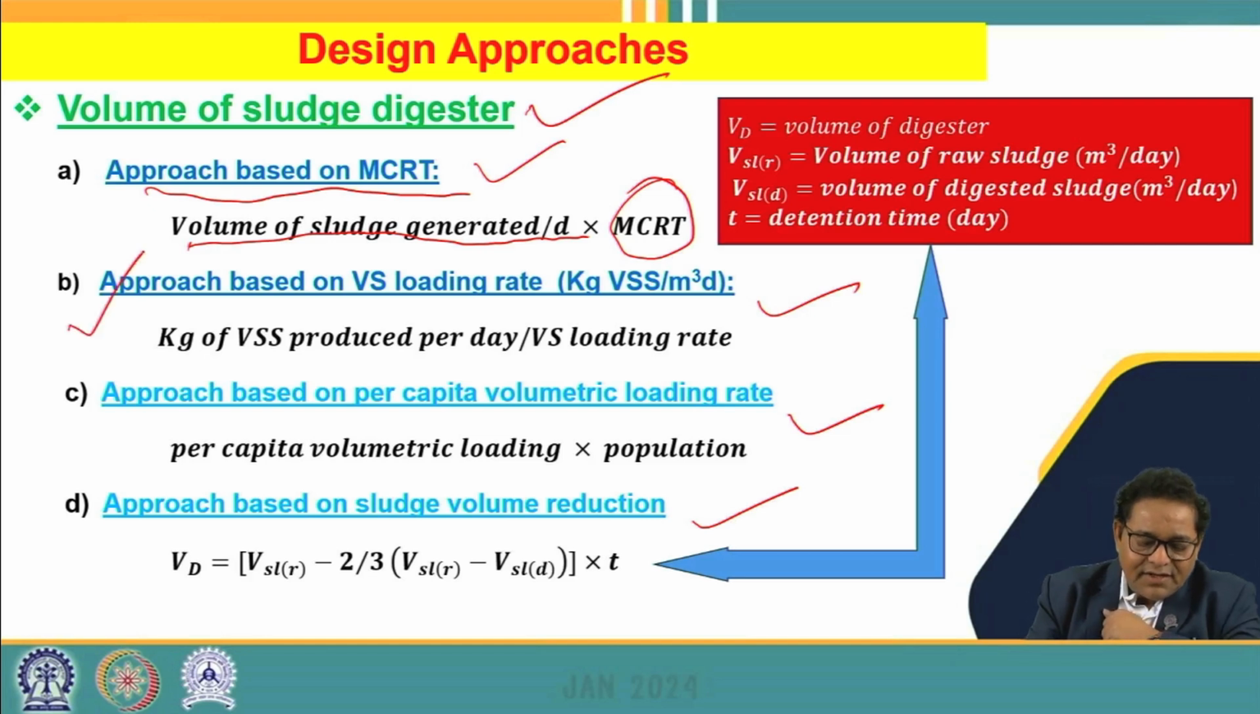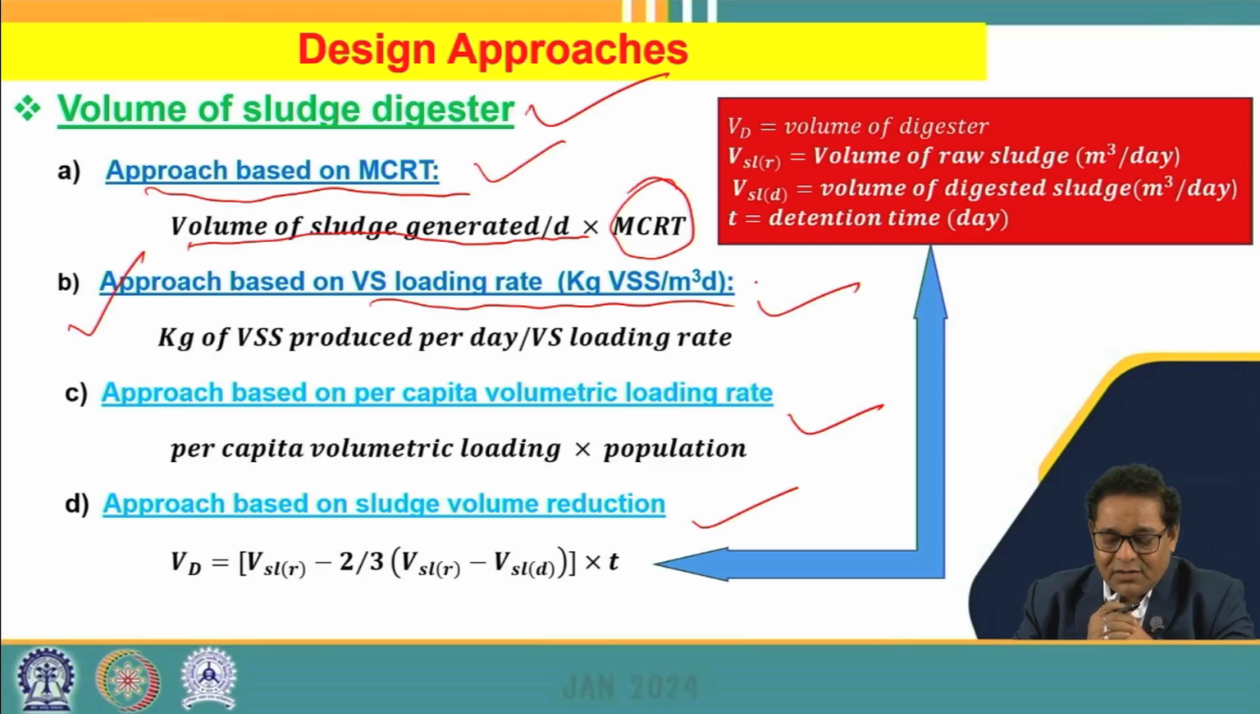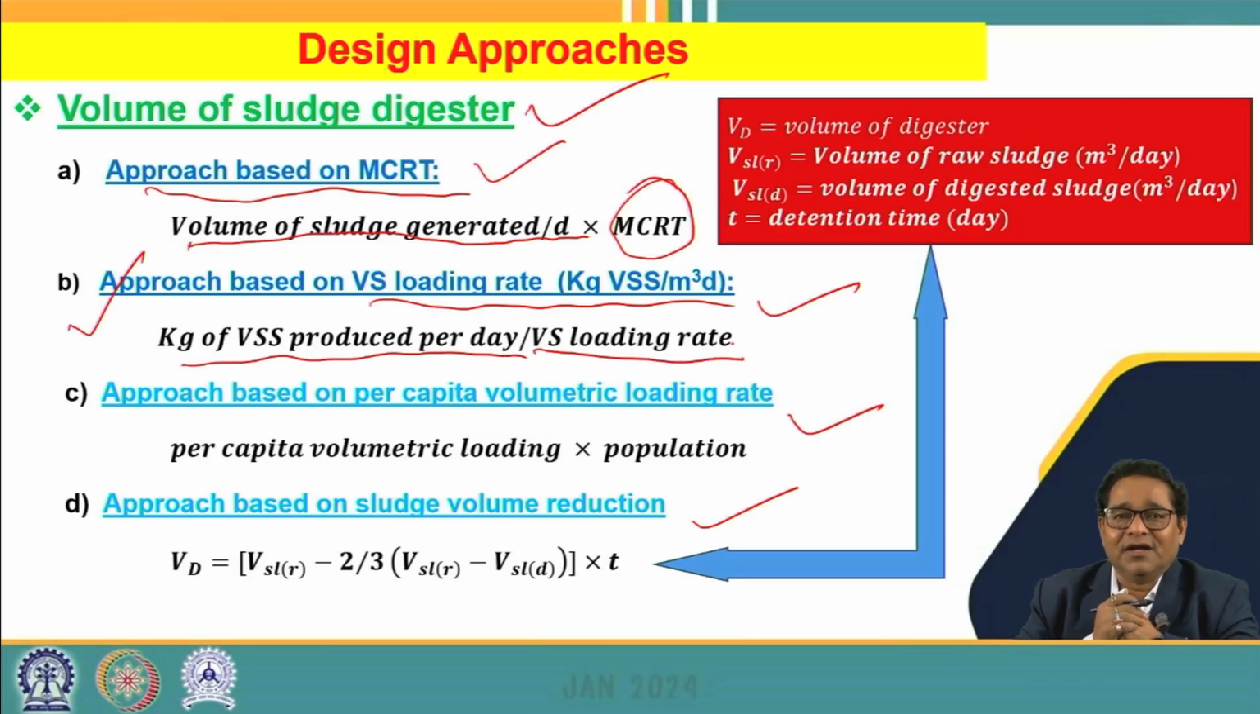In the second approach, which is based on the volumetric volatile solid loading rate, we have to calculate the total amount of volatile solids generated per day, and then divide by this volatile solid loading rate. We will get directly the volume of digester. So using this approach also we can find out the volume of the digester required for the anaerobic digestion of sludge.